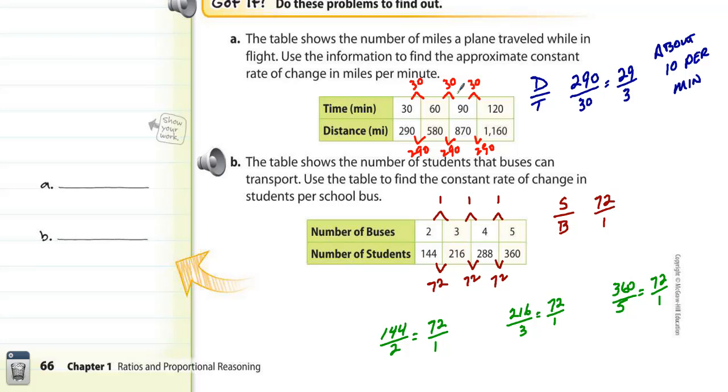Everything we're looking at in this group of concepts all deals with change, and it all deals with being able to compare rates of change. And unit rate is the way that we do that. Okay, go ahead and pause the video, finish any notes on page 66, and then turn to page 67.